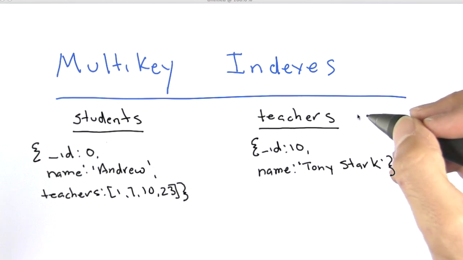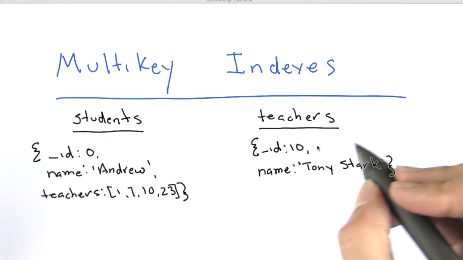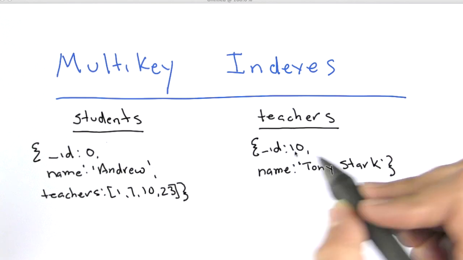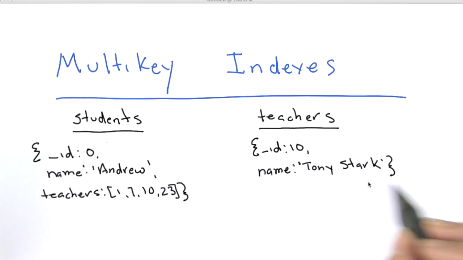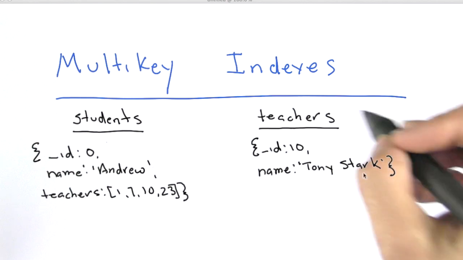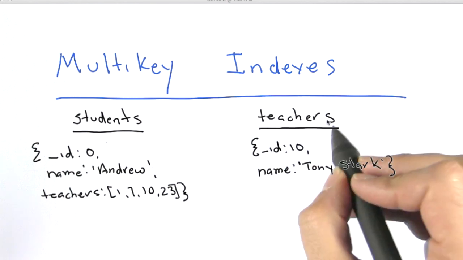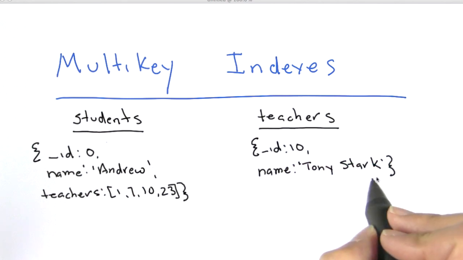And on the other side, we have this teachers collection, which has a document for each teacher with a unique _id, an integer value, and a name for each teacher. And here you can see we have Tony Stark is the only teacher in the collection right now. So this says right here that Andrew has had 4 teachers and that one of them is Tony Stark.